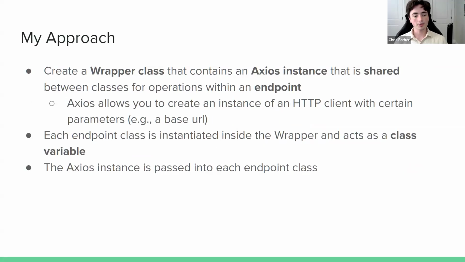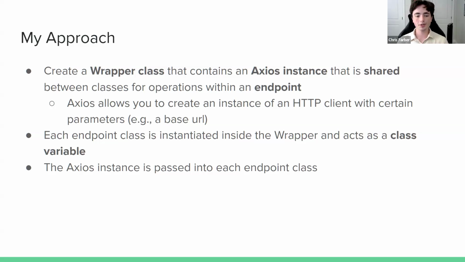And so in terms of my approach, I created a wrapper class that contains an Axios instance, and I shared this instance between each endpoint class. And so I made a class for each different endpoint, such as resources. And within each endpoint class, that encapsulates all the different operations that can be done for that endpoint.